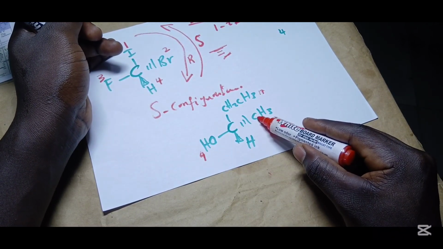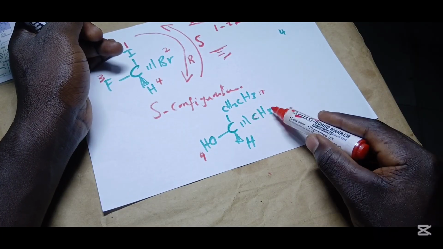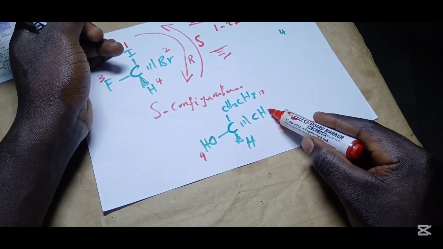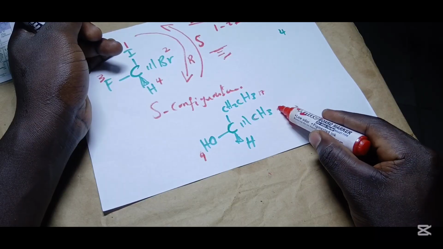Carbon is 6. The atomic number of carbon is 6. The atomic number of hydrogen is 1, and we have 3 of them. So 6 plus 3, making it 9.